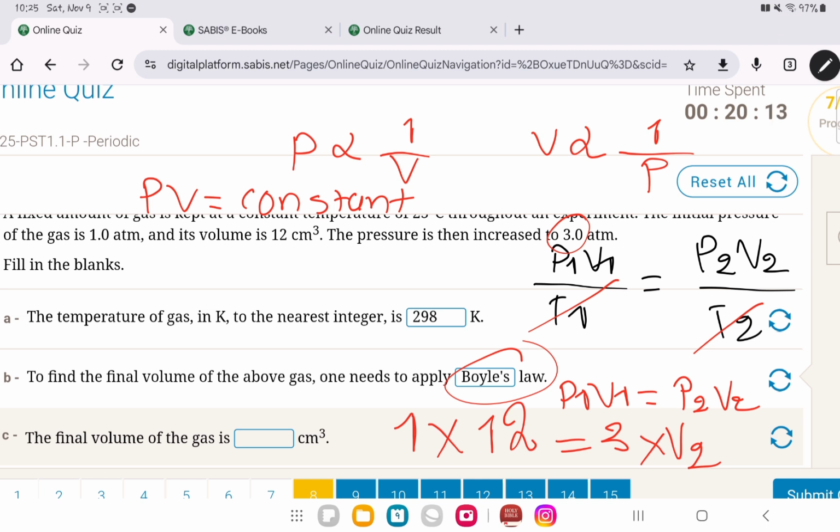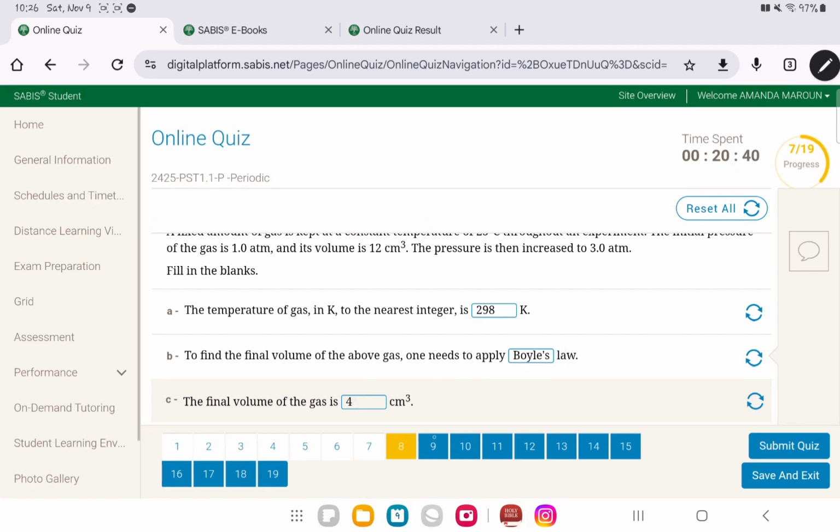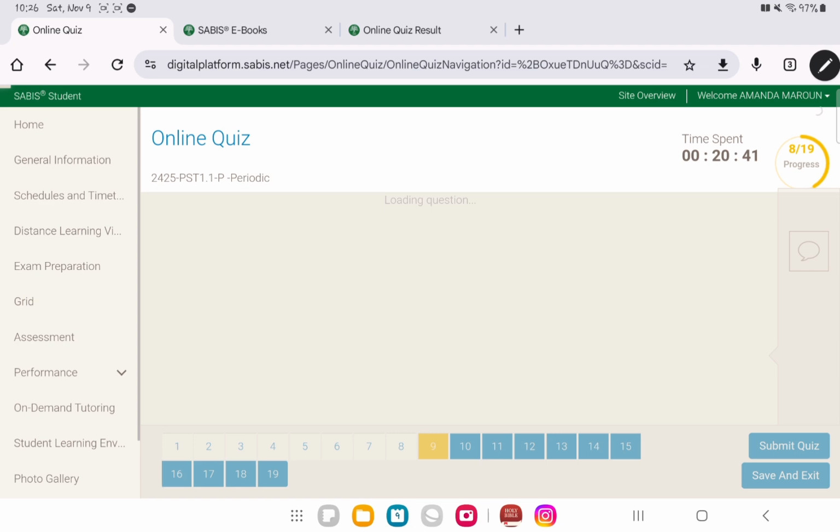So now, to find the new volume, you're going to divide both sides by 3. You get 1 times 12 over 3 is equal to volume 2. So then, volume 2 is 4 centimeter cube. Okay? Now we proceed to question number 9.